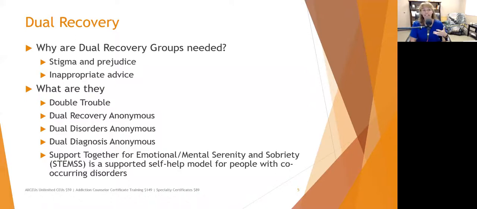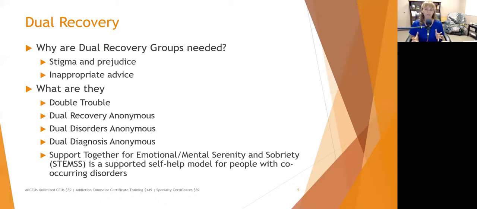Some people have taken to adapting a cognitive behavioral approach similar to SMART recovery to creating a dual recovery program. It is not SMART recovery, because SMART recovery is very clear that they don't deal with mental health issues. But in certain areas, there are clinicians that have created a cognitive behavioral dual recovery group. Check with your local United Way information and referral. Check with your local residential treatment centers to see where the dual recovery groups are in your area.